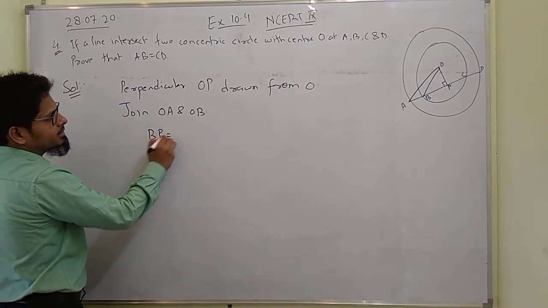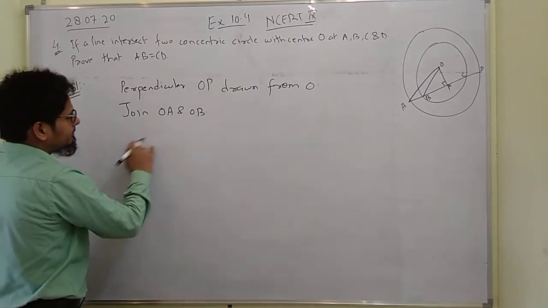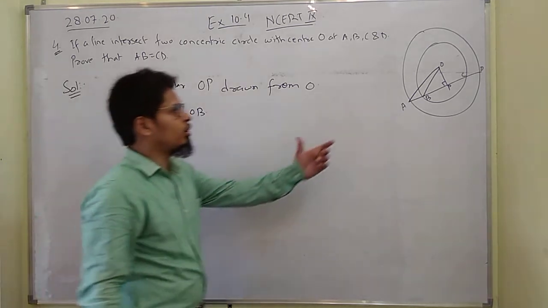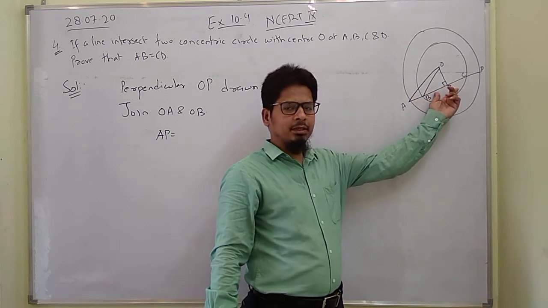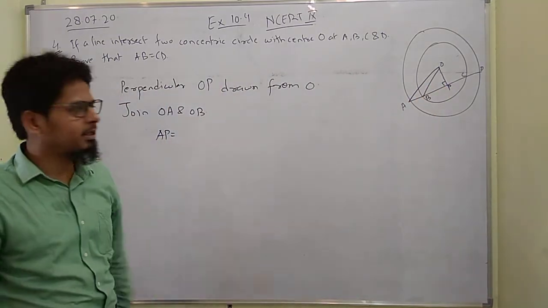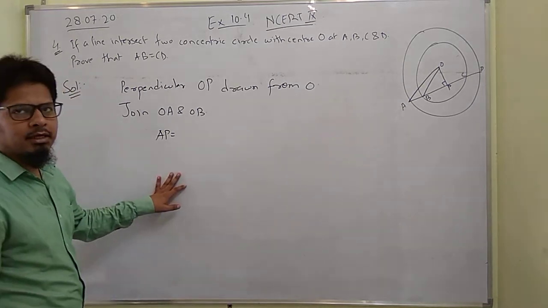Now I write AP first. Actually, this line is longer. AP is longer than BP, so the longer I write first. It is not wrong if I write BP first. It is not wrong mathematically, but this is a convenience. I am writing it here first.